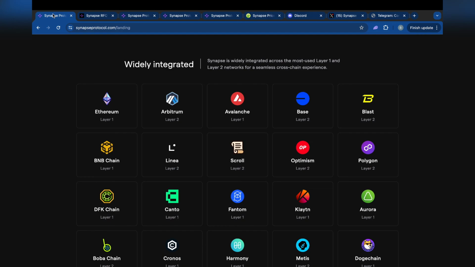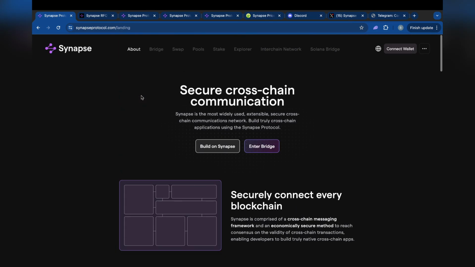So to wrap up this video, Synapse protocol is aiming high by trying to become the go-to solution for cross-chain communications, from its secure and extensible framework to its popular bridge for asset transfers. There is a lot to like about this project. The infrastructure is solid, it's already widely adopted, and the team continues to push forward. Whether you're a developer looking for a cross-chain solution or an investor eyeing a project with strong fundamentals, Synapse protocol is worth keeping on your radar.